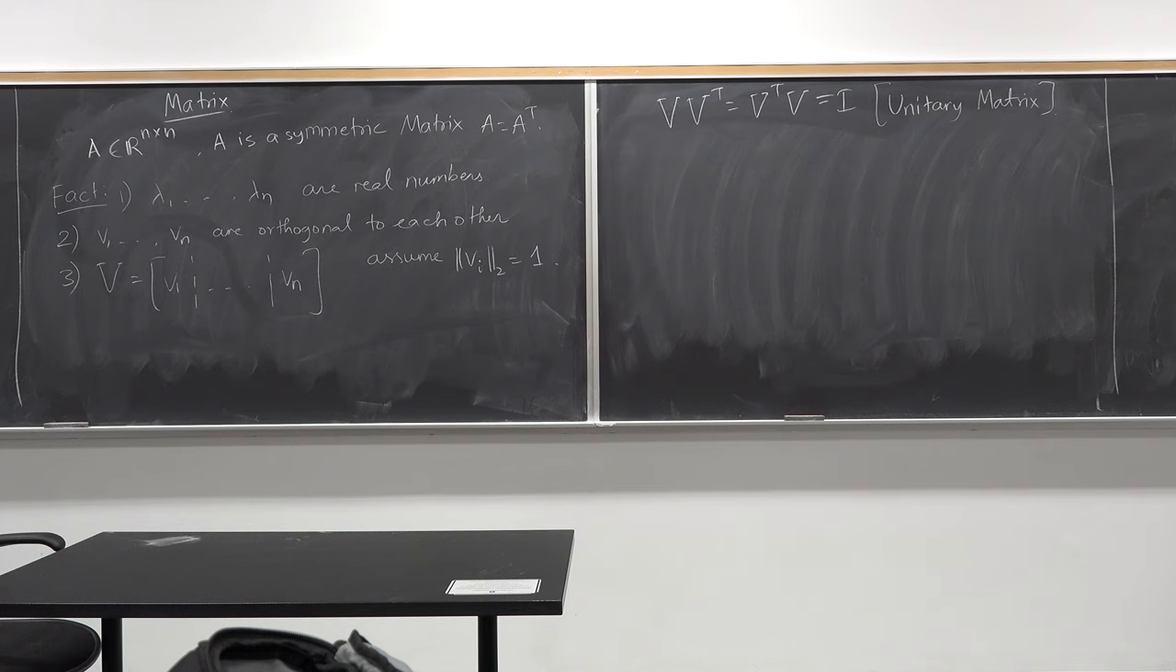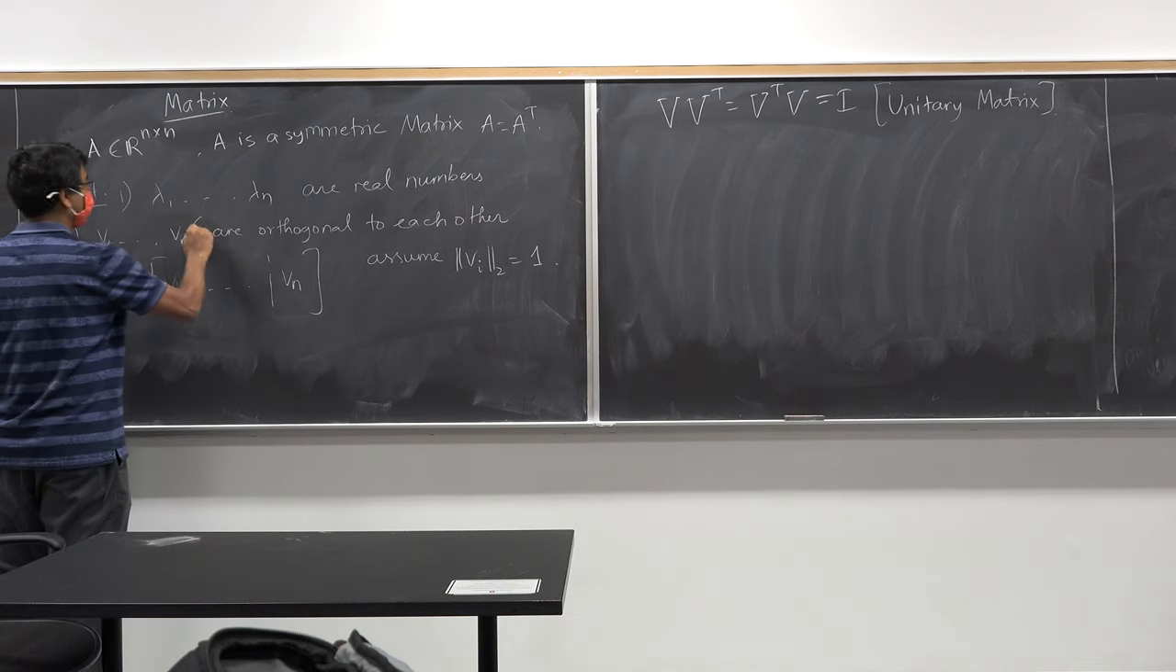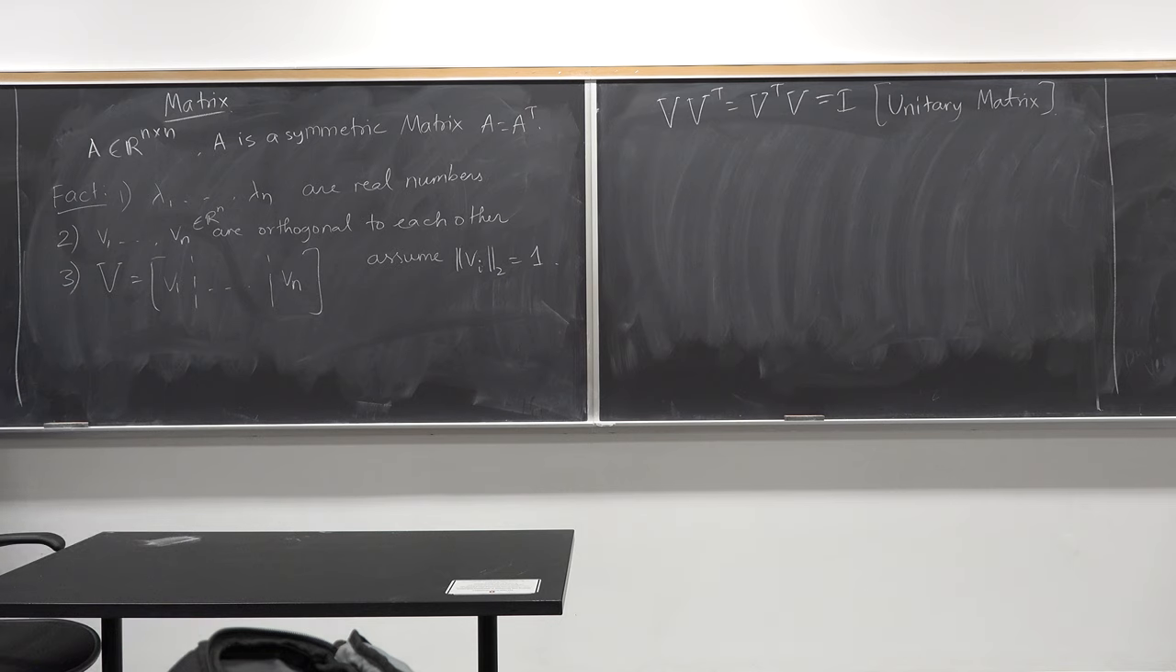Okay, so when we have a symmetric matrix, we have learned that the eigenvalues are all real numbers. For a general matrix, they are complex numbers, but for a symmetric matrix, they are always going to be real. The eigenvectors are also going to be real eigenvectors. These are all vectors in R^n, so they are not complex vectors, they are real vectors. And they are all orthogonal to each other. So v_i transpose v_j is equal to 0 when i is not equal to j.